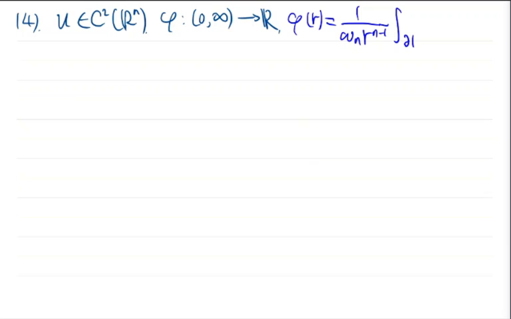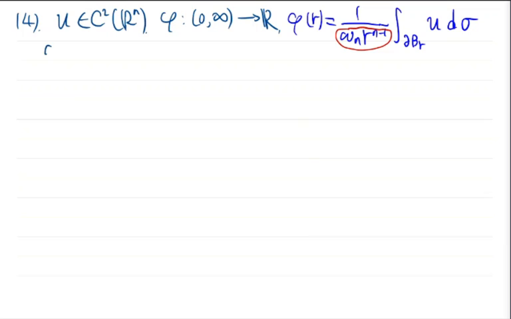Then the integral over the sphere of radius r of u d sigma. We know that the area of the sphere of radius r is precisely this number. So the definition of phi r is the mean value of u over the sphere of radius r. Okay, now we have two questions.